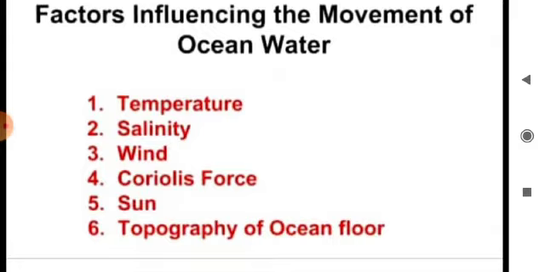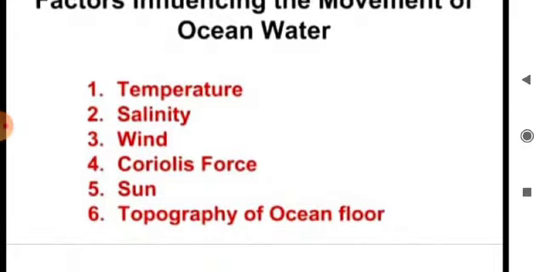Variations in seawater temperatures. In general, the temperature decreases from the equator towards the poles and from the surface towards the bottom of the seas and oceans. There is a negative relationship between the temperature and the density of seawater. Means, higher the temperature, lower the density. As a result, the hotter and lighter water from the equatorial region moves towards the colder and denser waters of the polar areas.